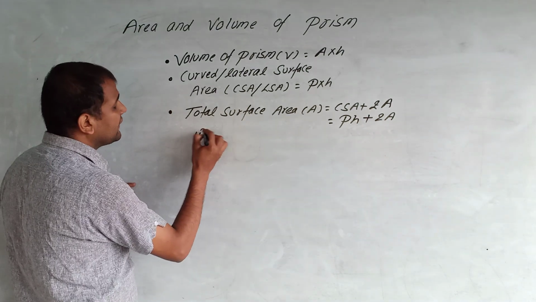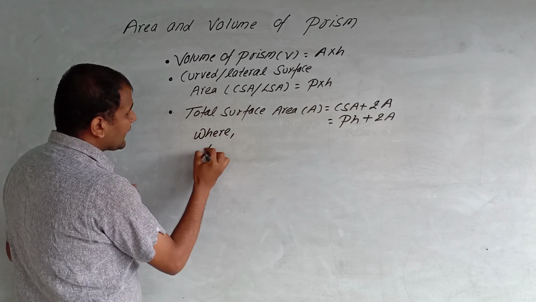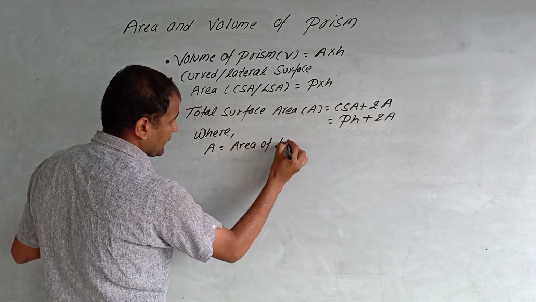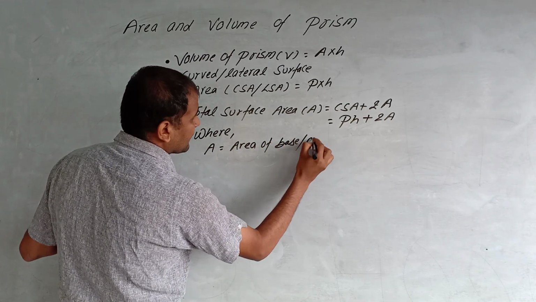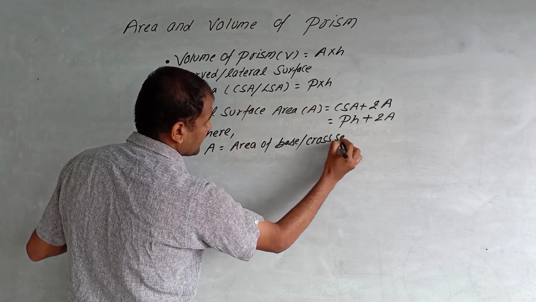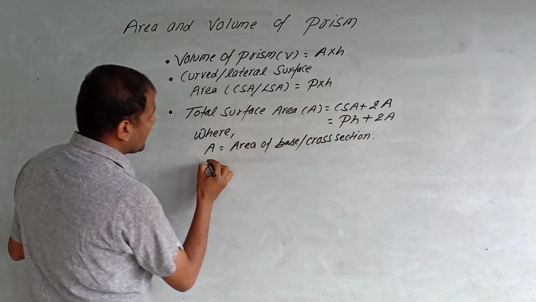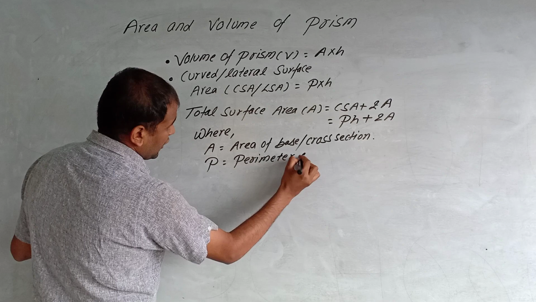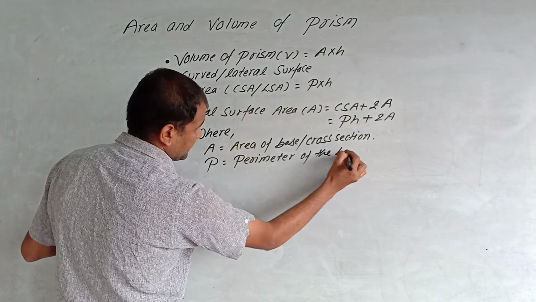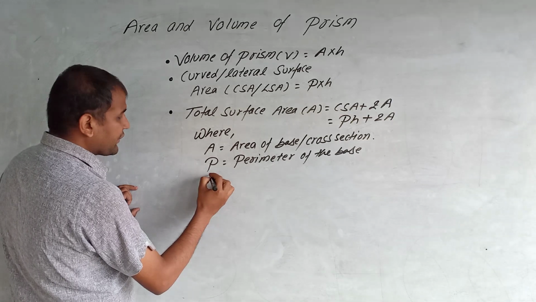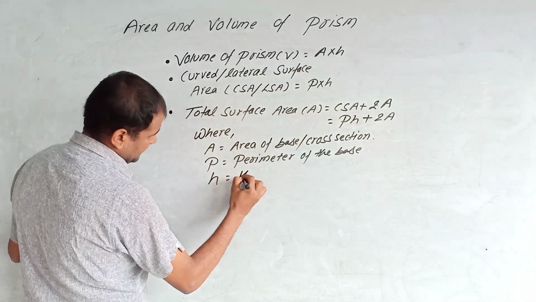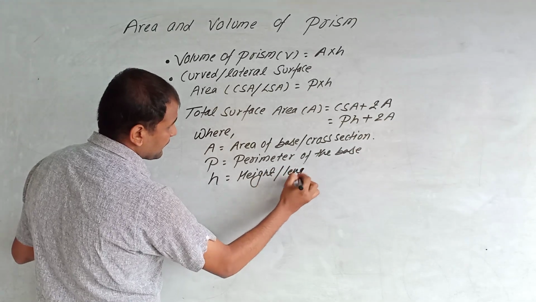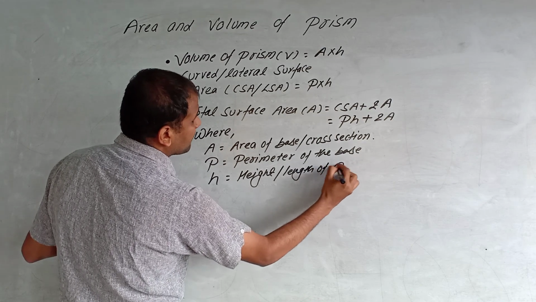We write here, where A is equal to area of base or cross section, P means perimeter of the base, and S is height or length of prism.